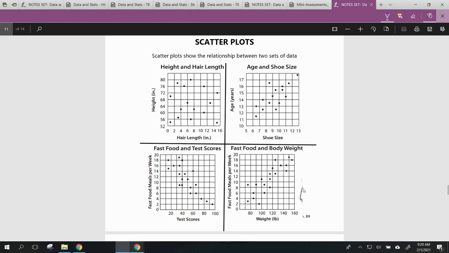The next thing we're going to look at are scatter plots. Scatter plots simply show a relationship between two sets of data. Now, this wording is really important. We're going to think like scientists when we think about scatter plots. Again, it shows the relationship, not causation. It's showing a relationship. It's not saying that one thing causes the other. It just says that they are related.